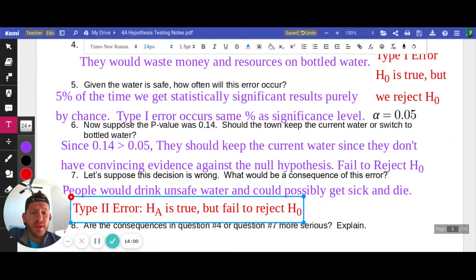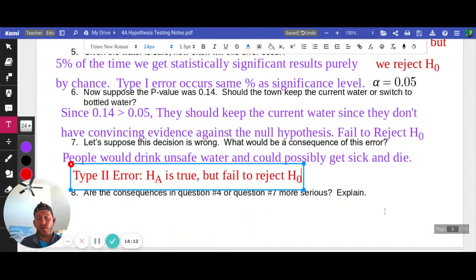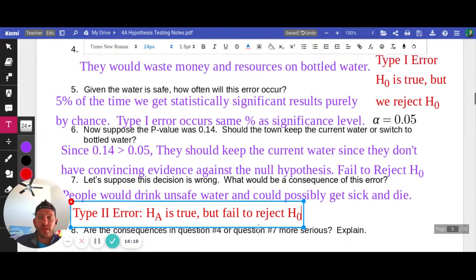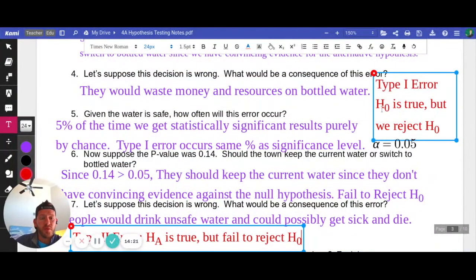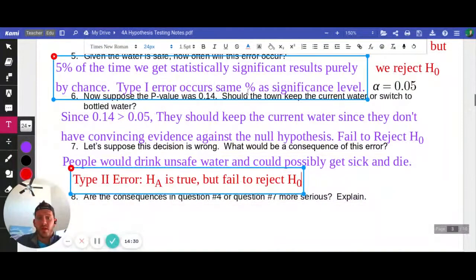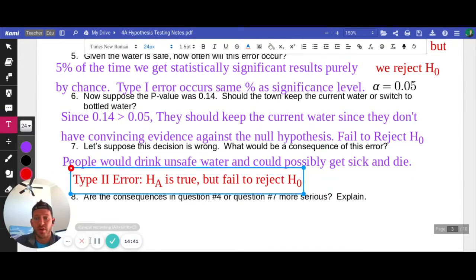So what we're going to do in a little bit is you're going to start a study. You're going to come up with a concept, figure out the hypotheses, figure out what a type 1 and type 2 error is, and then the final step is which error is going to be worse. In this case, our two errors are number 4 and number 7. Number 4, we have a type 1 error where our null hypothesis is true, but we reject it. So in this scenario, they waste money and resources because they switch to bottled water. Versus number 7, we have a type 2 error where our alternative hypothesis is true, that the water is unsafe, but we don't reject the null hypothesis and say, go ahead and drink that water.